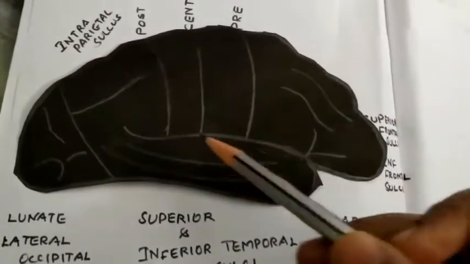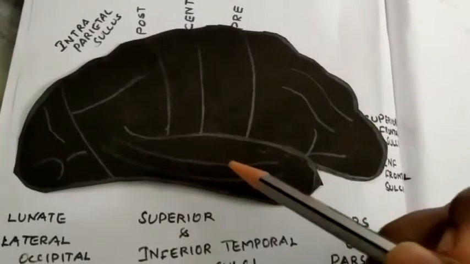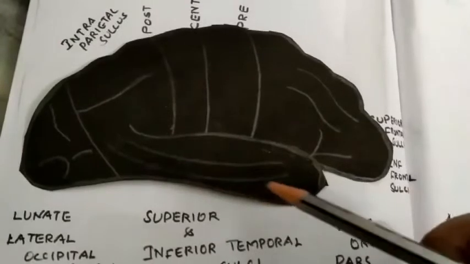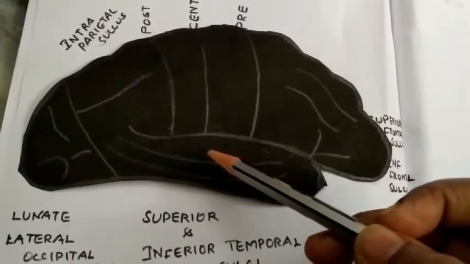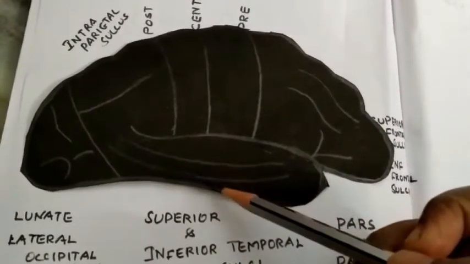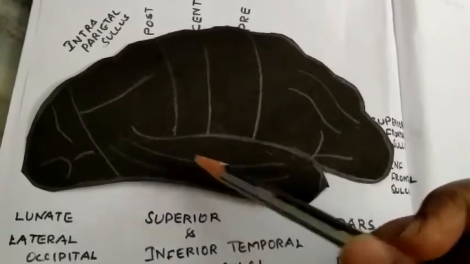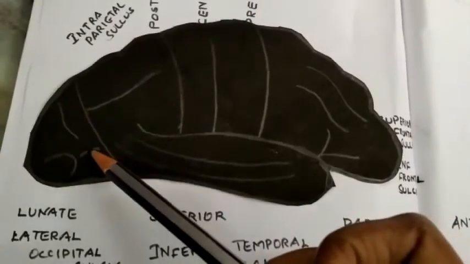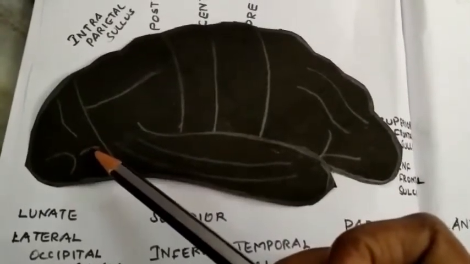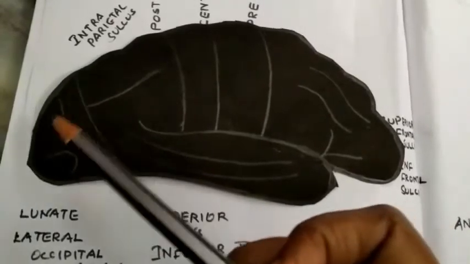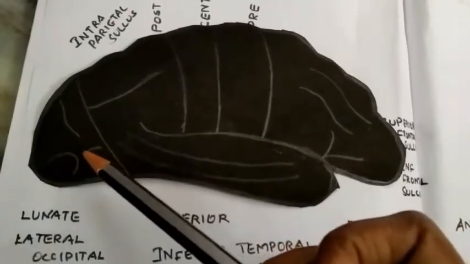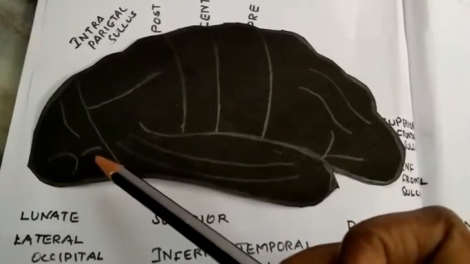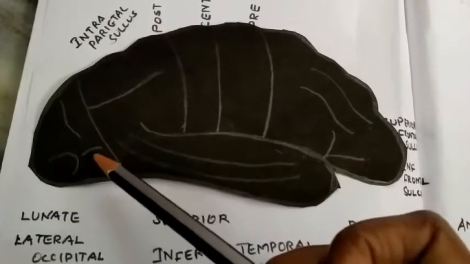Now let's see about the temporal sulci. The superior and inferior temporal sulci divide the temporal lobe into superior temporal gyri, middle temporal gyri and inferior temporal gyri. Now look into the occipital lobe. So this is the lateral occipital sulcus. This lateral occipital sulcus divides the occipital lobe into superior occipital gyri and inferior occipital gyri.